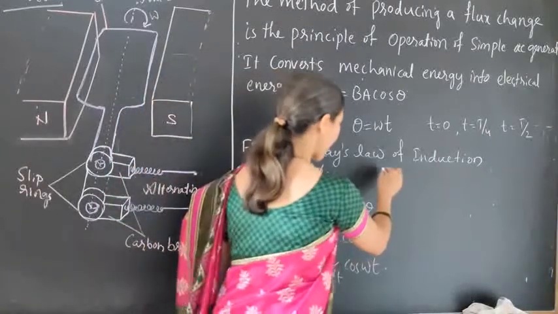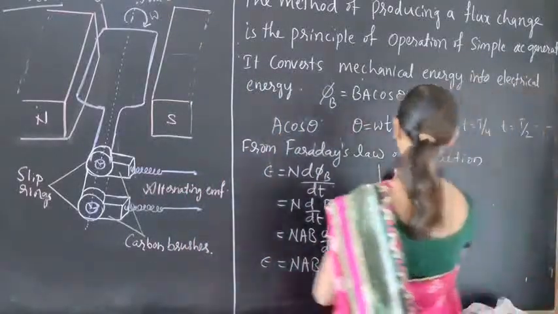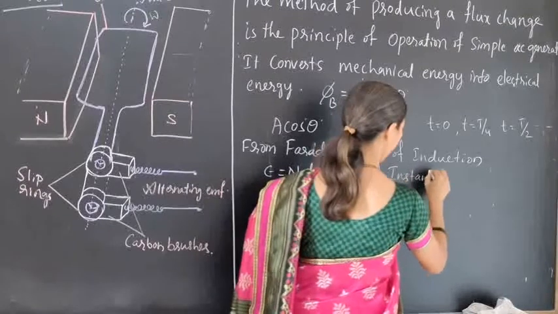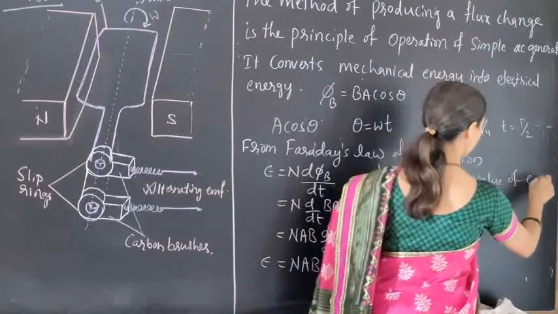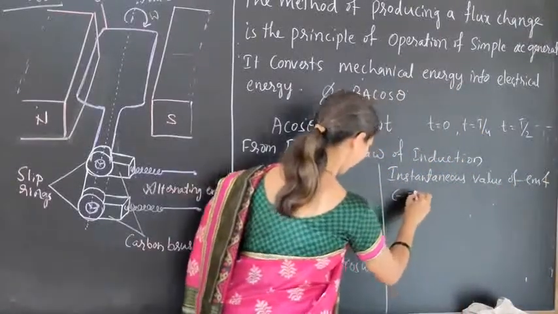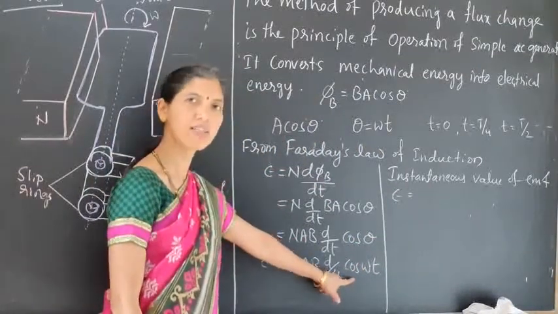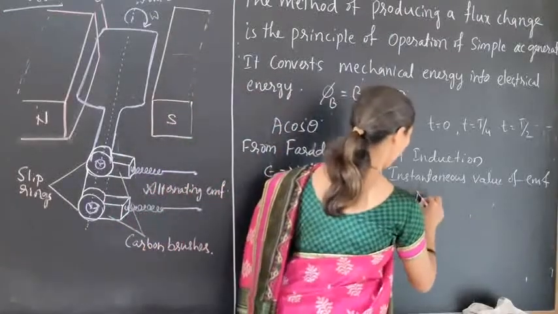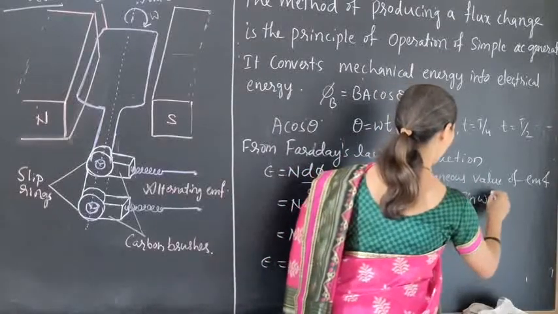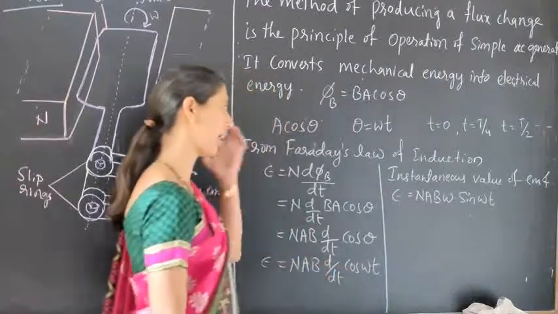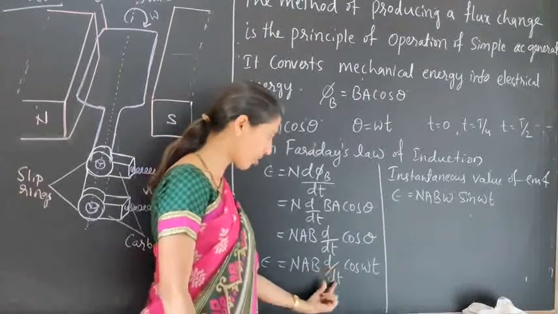Thus, the instantaneous value of EMF we have got here is E is equal to NAB d by dt of cos omega t, which is omega sin omega t. Therefore, this is NAB omega sin omega t. NAB omega and sin omega t is the differentiation of cos omega t.